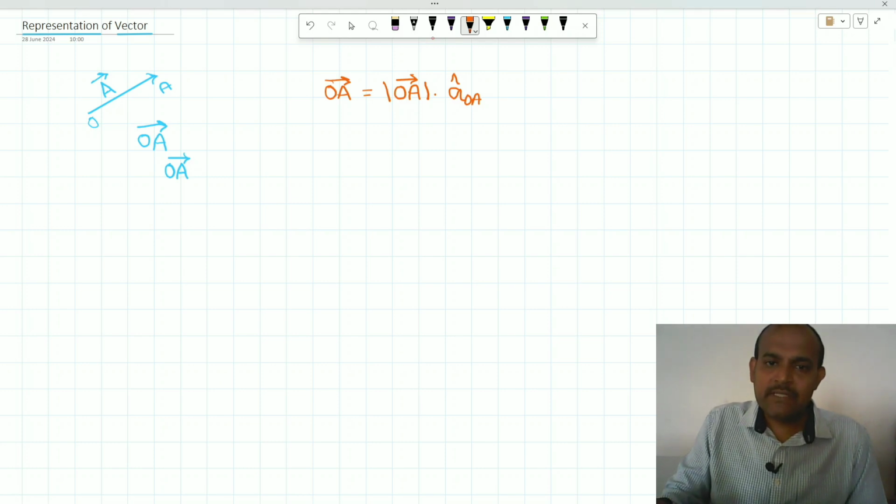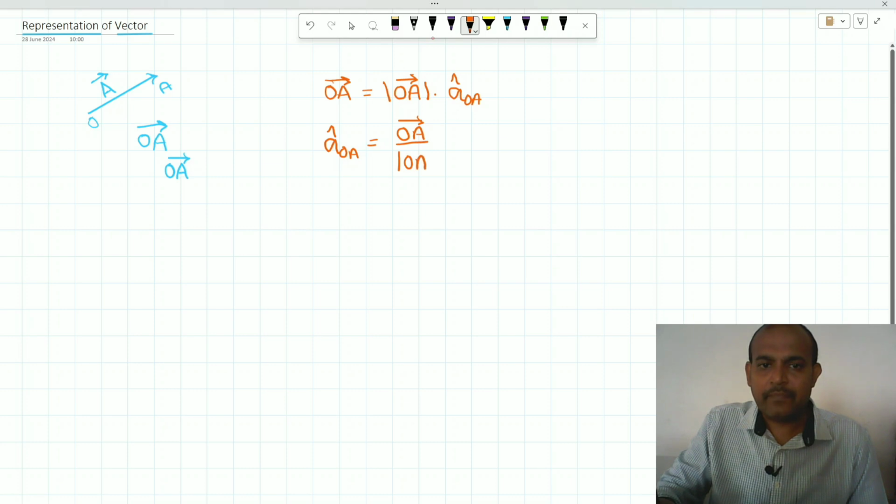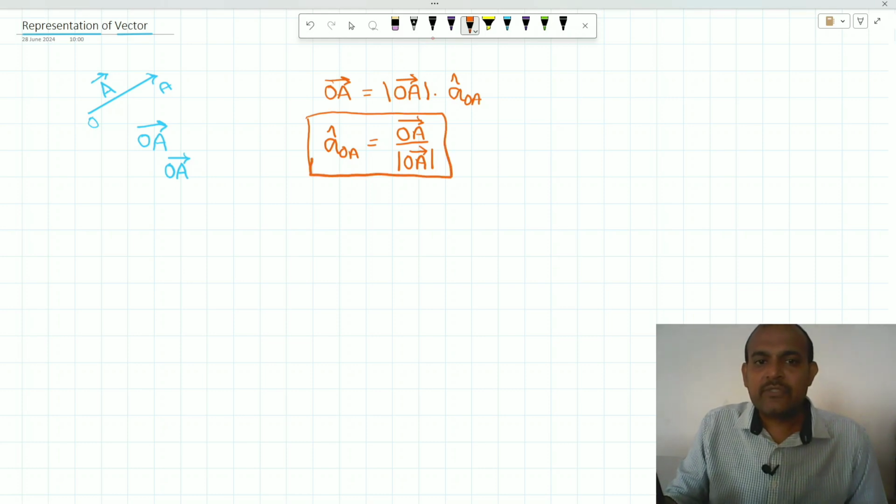If I want to find this unit vector, I will send the magnitude to the denominator. If I want the unit vector A cap starting from O to A, it can be represented as vector OA divided by the magnitude of vector OA. This we call a unit vector. Mathematically, any vector divided by its magnitude is called a unit vector.